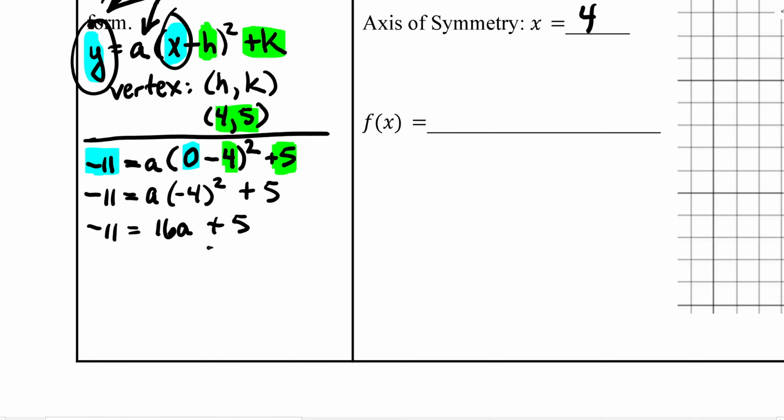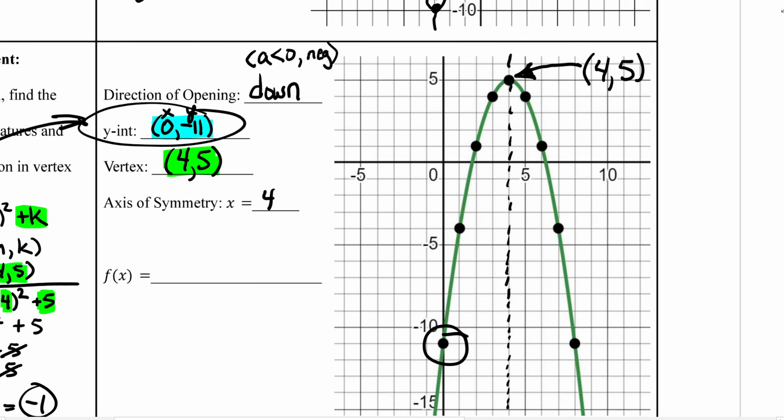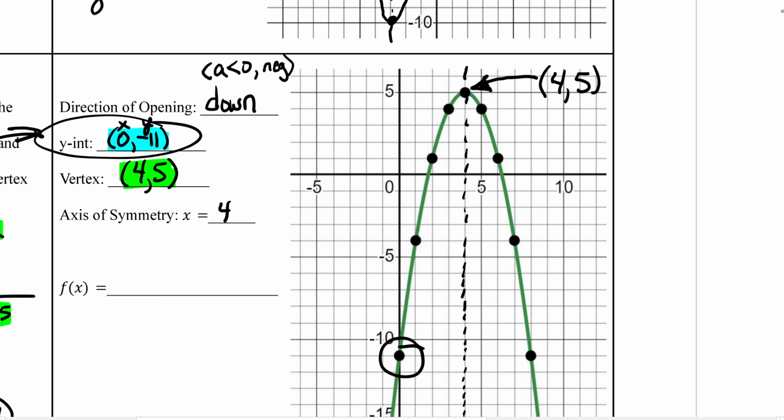And so then I subtract 5, subtract 5, subtract 5. And that's negative 16 is equal to 16 times a. And then finally dividing through by 16 would give us that a equals negative 1, which is what we thought it was going to be since it faces down.